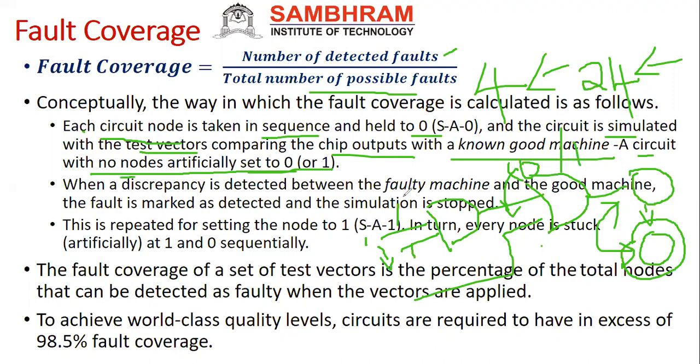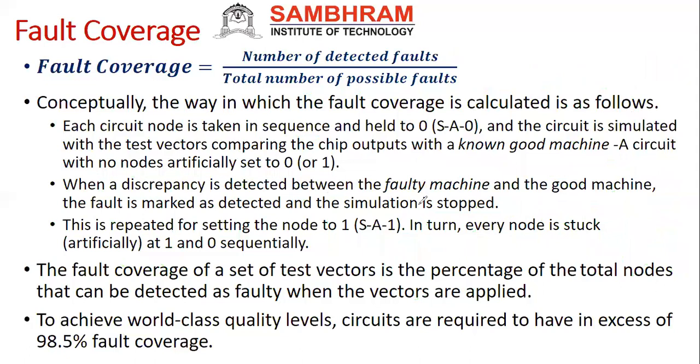Now, when a discrepancy is detected between the faulty machine and the good machine, because I have two machines, one the faulty machine and the other the good machine, the fault is marked as detected and the simulation is stopped. I have the circuit like this, correct? This is my circuit.